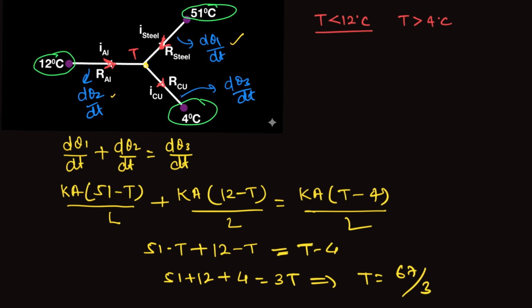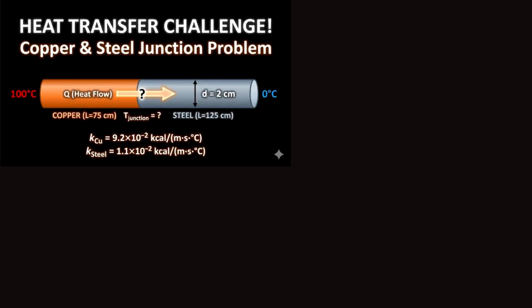Now after calculating junction temperature, if you want to calculate dq1 by dt, so dq1 by dt is equal to KA, and that is 51 minus T divided by L. Everything else is given, K is given, A is given, 51 is number, and T is temperature, that we already calculated, and L is given. So we can calculate how much heat current will flow, and we can also calculate what will be the temperature of the junction.